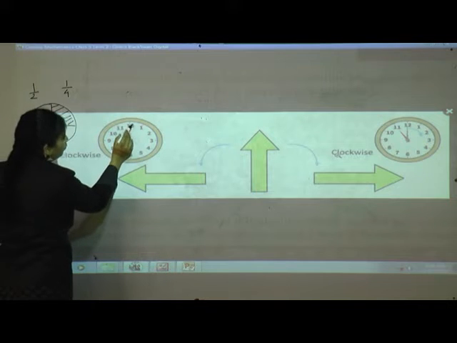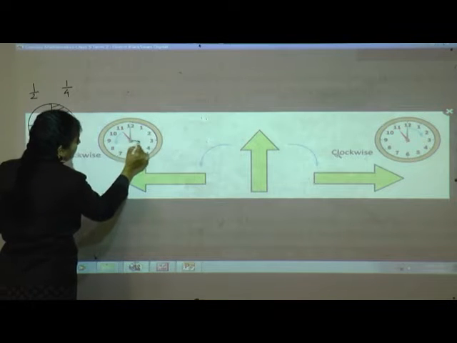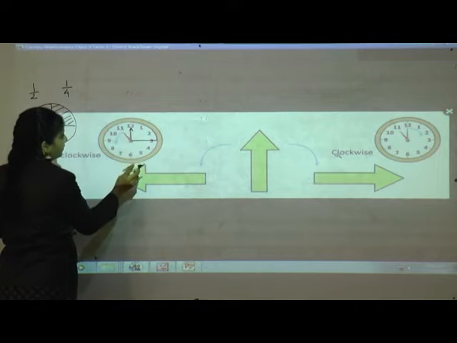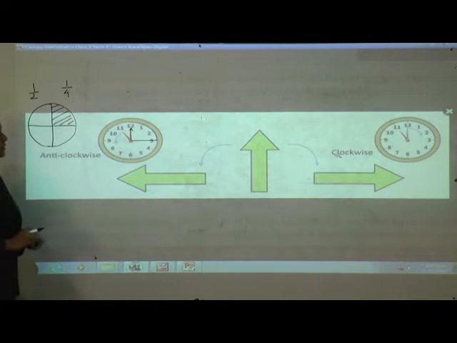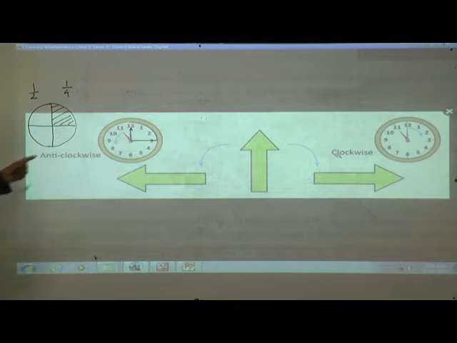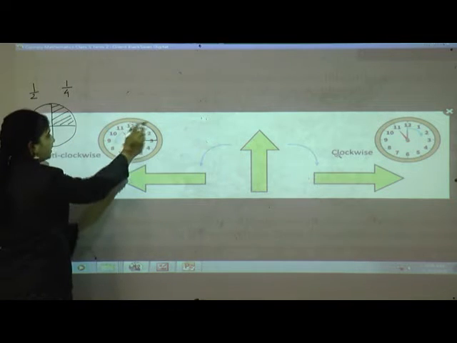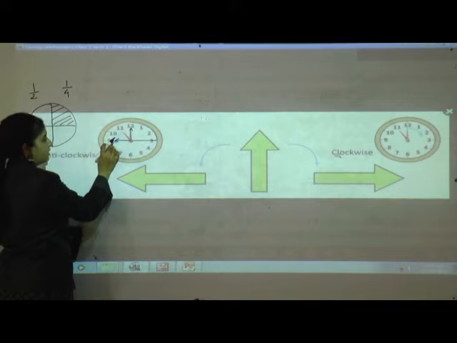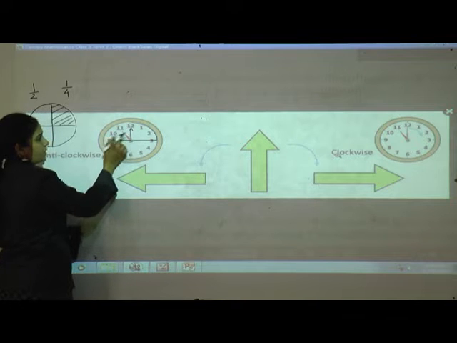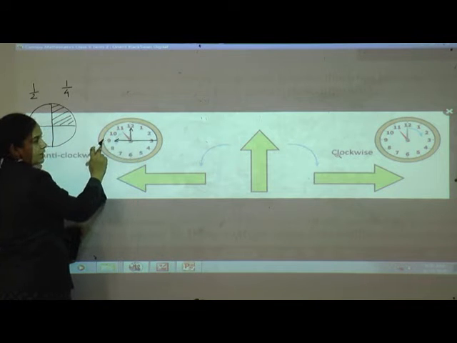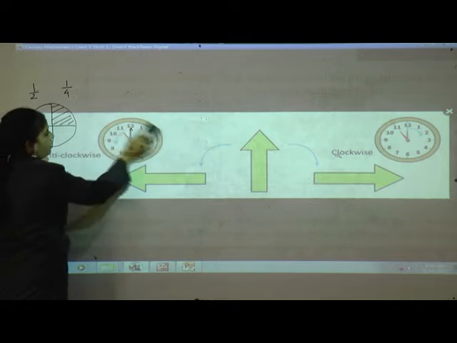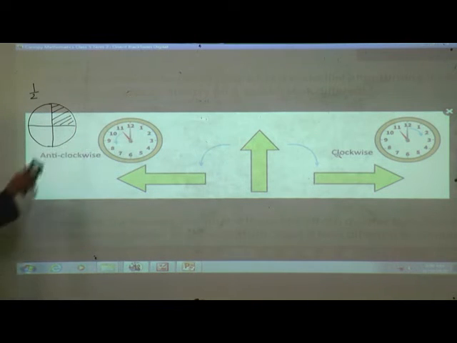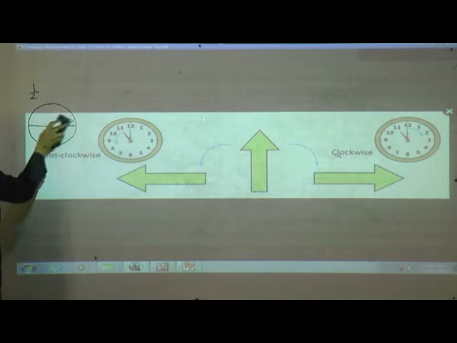Here from 12 to 3, this is a quarter turn of this hand. So students, this is the clockwise direction. In the anti-clockwise direction, 9 is a quarter turn from 12. That means the arrow will come to this side. Now all of you understood what is meant by a quarter turn.